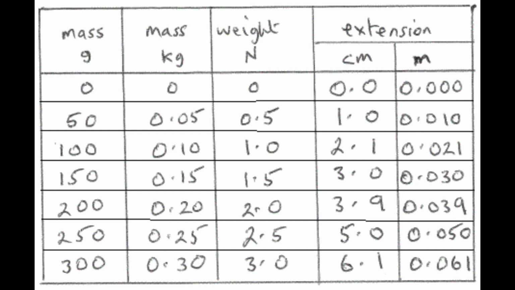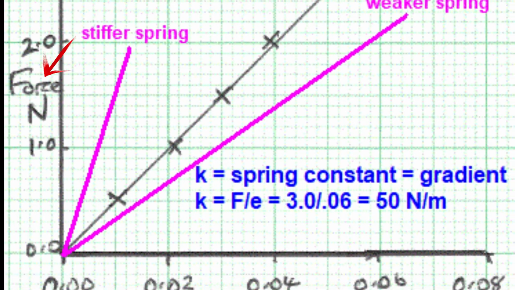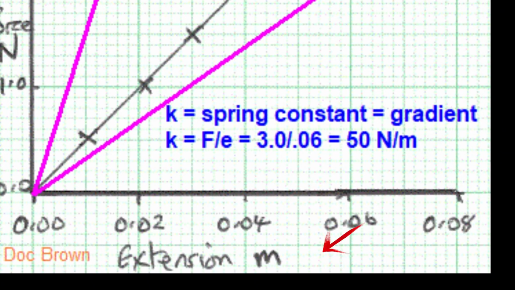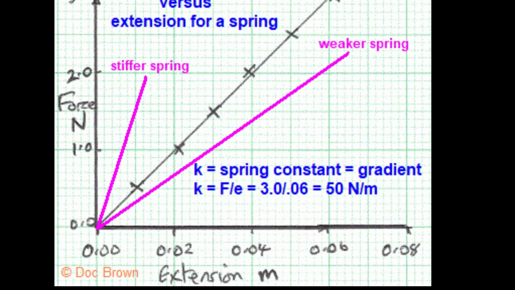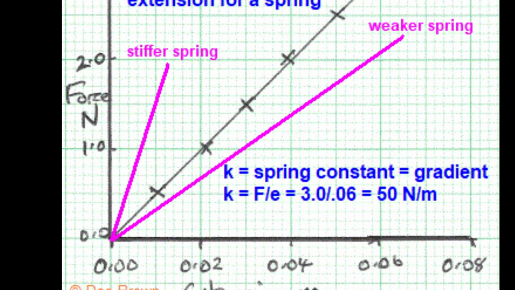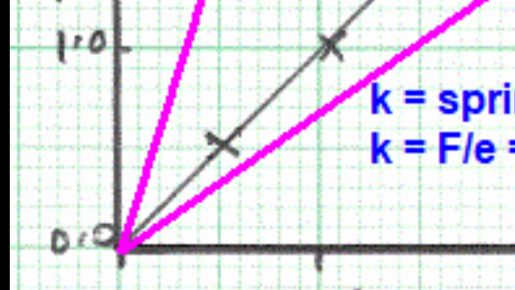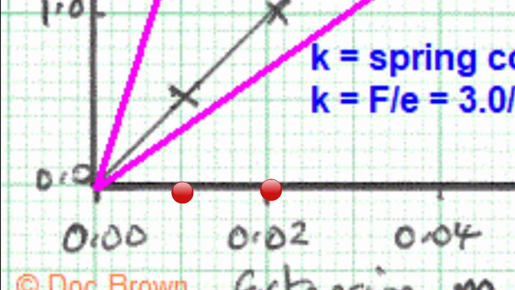Now that we have all the values for the table, she plots a graph of force versus extension. Force is on the y-axis and extension is on the x-axis. Force is measured in newtons and extension in meters. You always need to formulate a scale for each axis. In this graph, the y-axis will have 2 centimeters for 1 newton, and the x-axis has 2 centimeters for 0.02 meters. So that's the scale we're using.